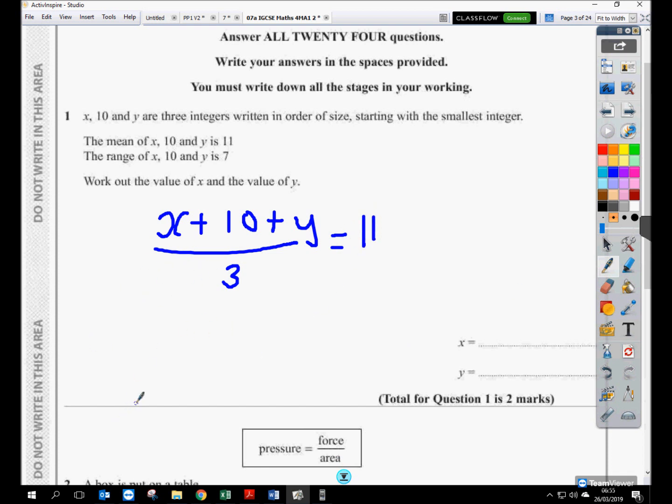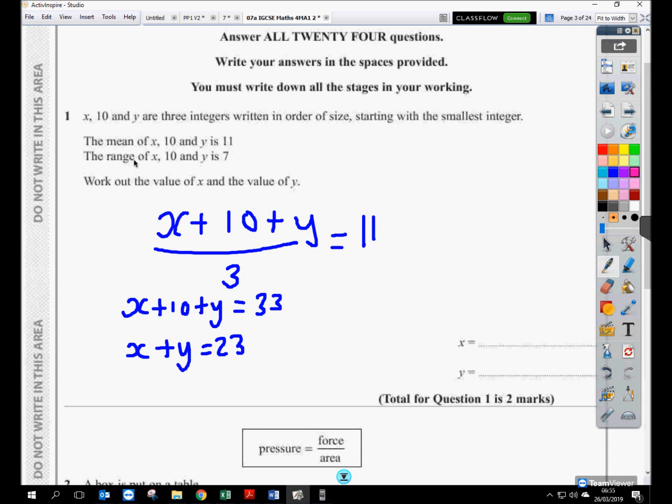So what I can do is rearrange this to work out what x plus y is equal to. Times both sides by 3, then you end up with x plus 10 plus y is equal to 33. And then subtract 10 from both sides. Now you know x add y must be equal to 23.